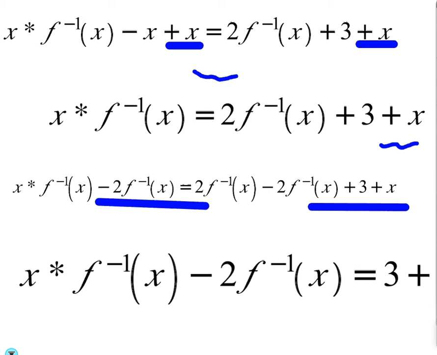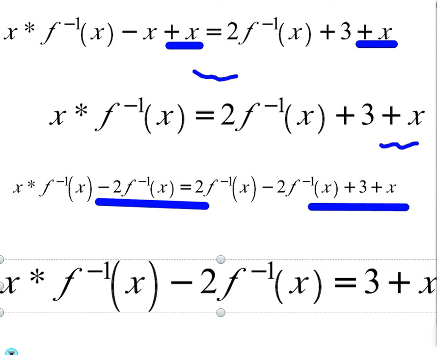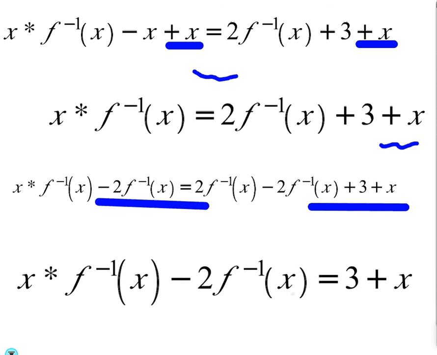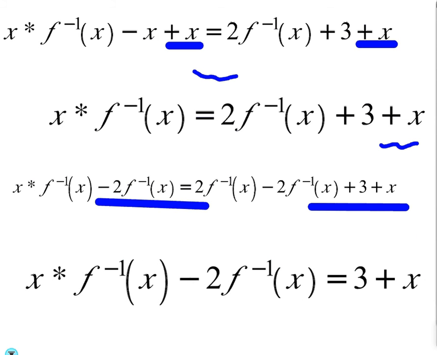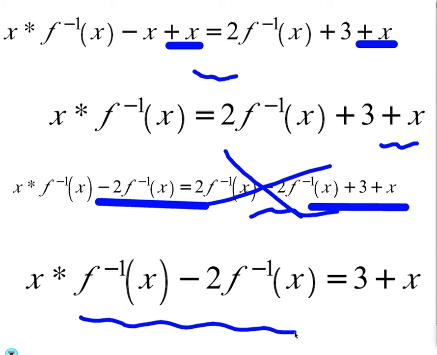And the next step after that is to get the f inverse expressions on both sides. So what we're going to do is we're going to subtract 2 f inverse from both sides. So that way it'll basically cancel here. Okay, so now we have both inverse expressions on the same side of the equation.